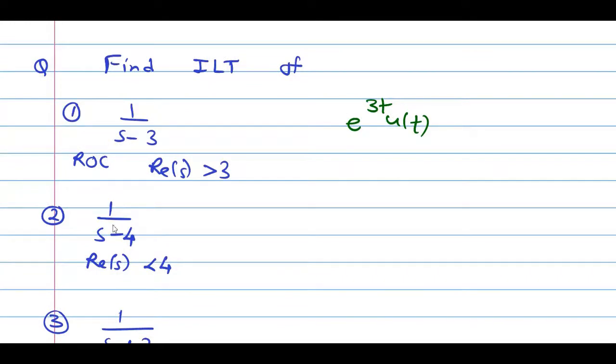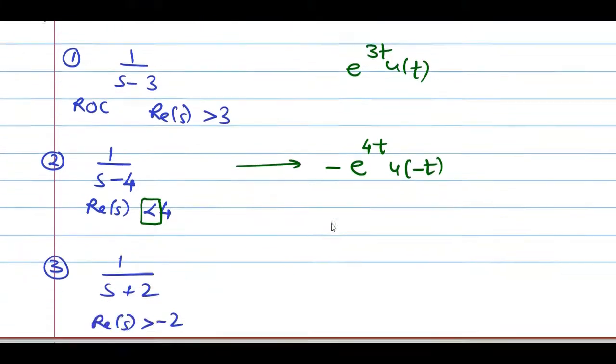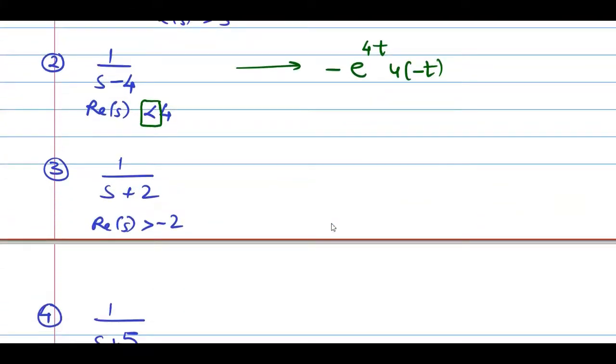Next is 1 upon s minus 4 and ROC given is less than. So in the answer u of minus t will come. So e raised to 4t into u of minus t. As here it is minus, here also minus sign will come. 1 upon s plus 2, real of s is greater than minus 2. So u of t will come in the answer. So its inverse Laplace transform is e raised to minus 2t into u of t.